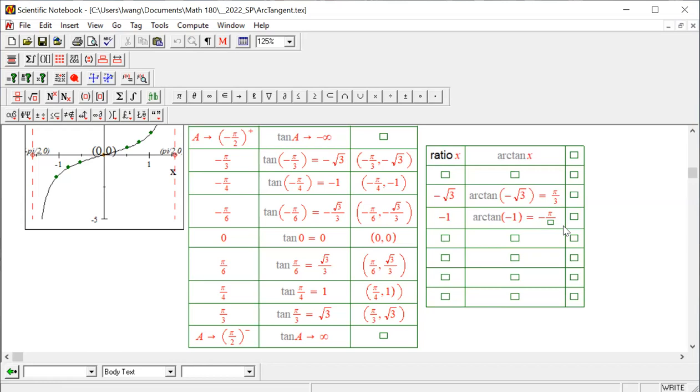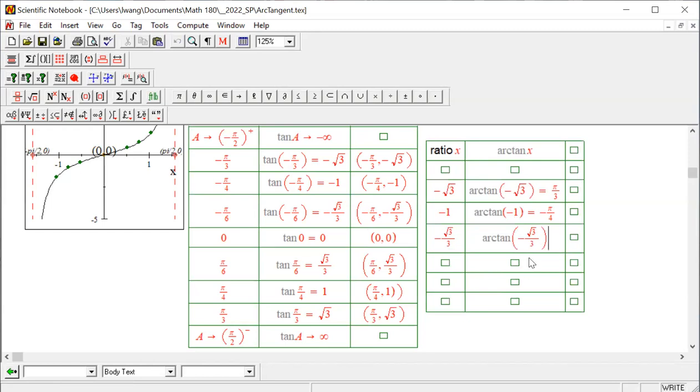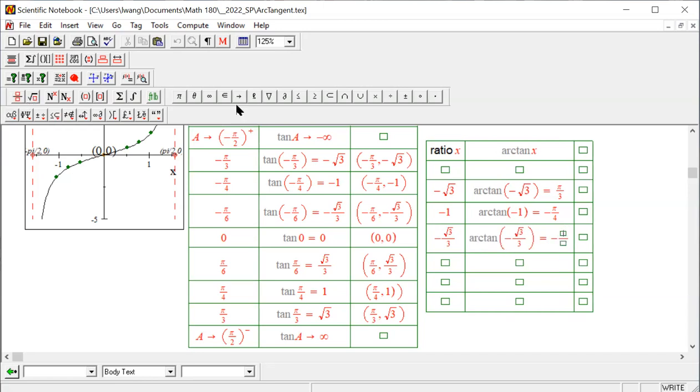Notice that our domain is from negative pi over 2 to pi over 2 for this tangent, after we truncate it. And that output in tangent becomes the input for arctangent. So arctan of that is going to equal negative pi over 6. You see, one by one, this is a one-to-one correspondence on the special angles, special terminals.